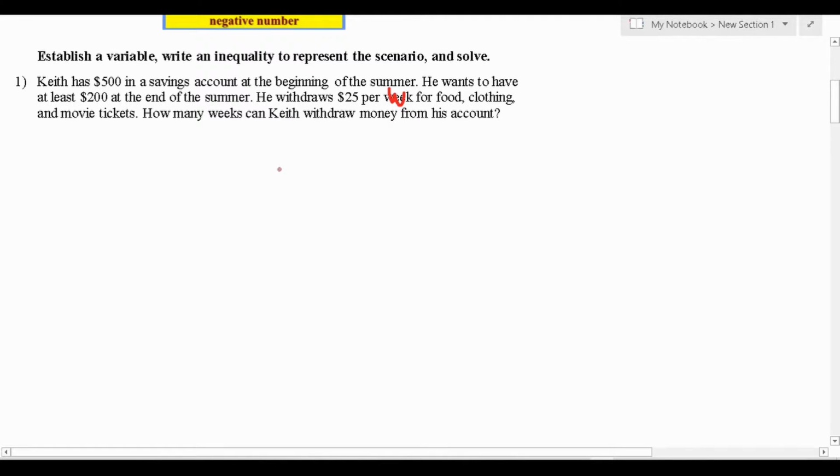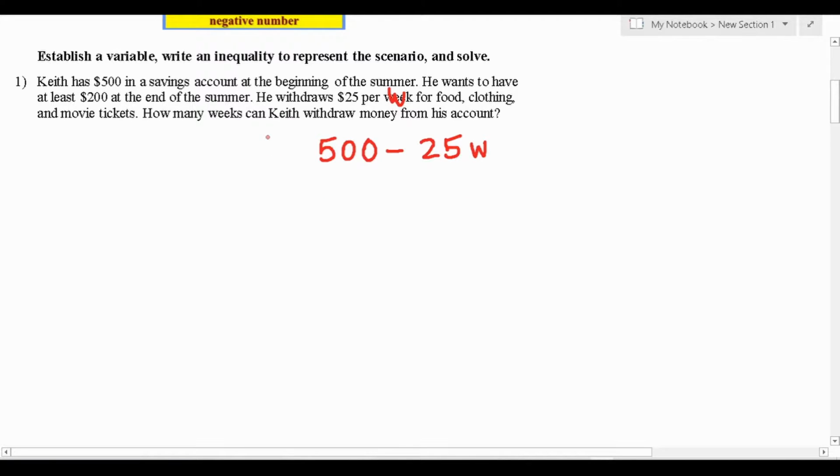And similarly, we're told that he starts out with $500 at the beginning of summer. So to represent how much he's losing each week, we're going to write the expression 500 minus 25W. Again, this says he starts with $500. Every week he loses this amount or spends that amount.